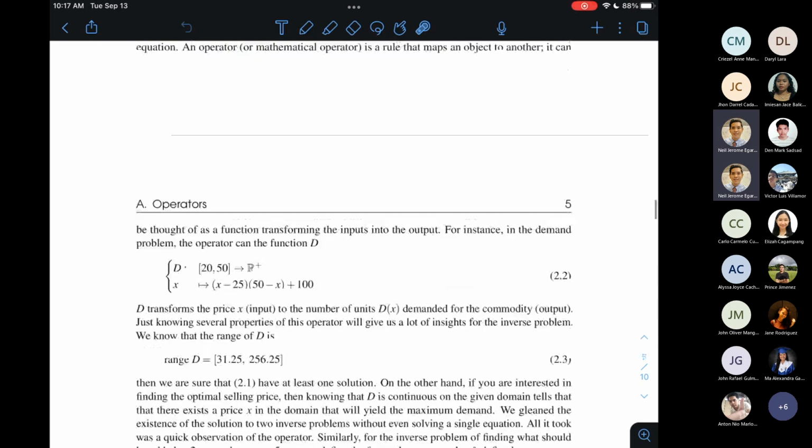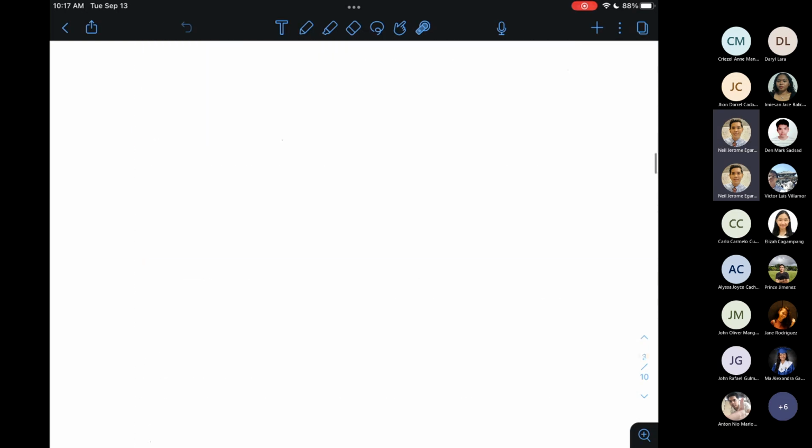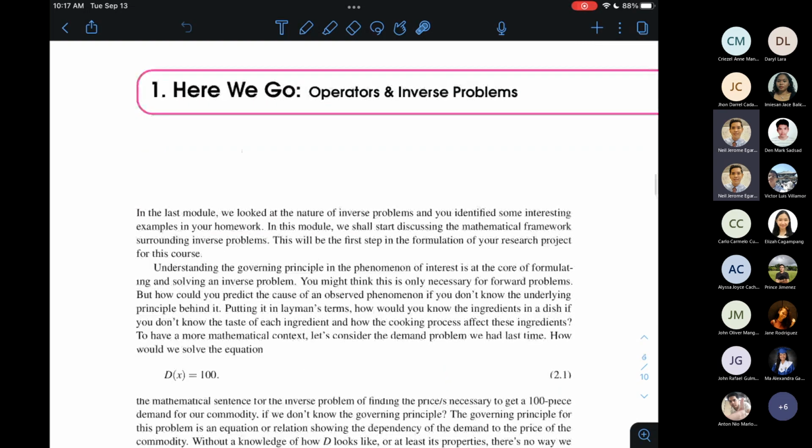So, let's go to the main course for today. Alright? So, we'll be talking about operators and inverse problems. Ano? So, last week we were thinking about what inverse problems are, ano yung nature niya, at ano yung mga examples ng mga inverse problems. But, marami na kayo nabigay na examples ng inverse problems, so it's time for us now to start building up the mathematics, right? Saan tayo mag-start?